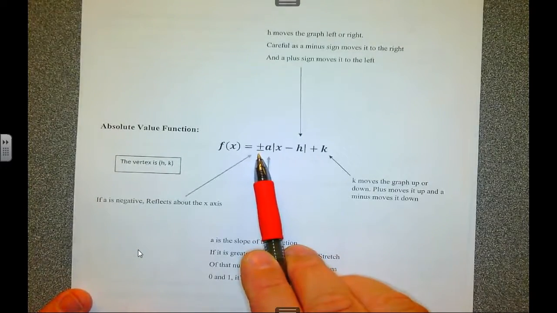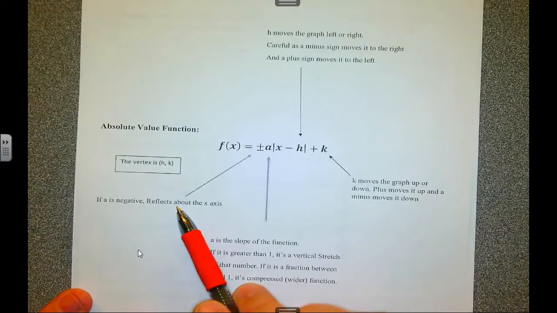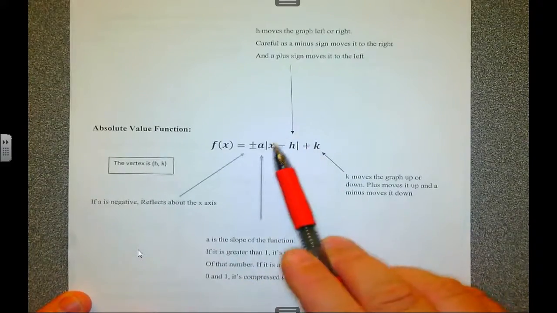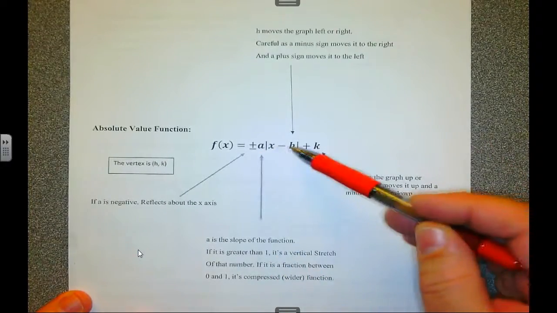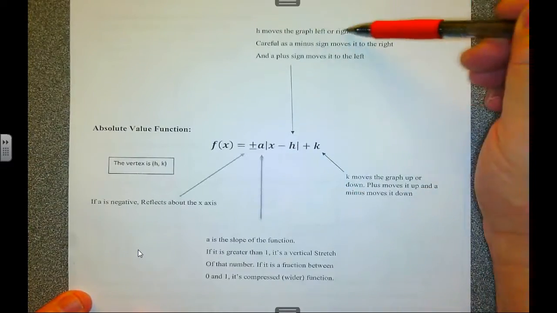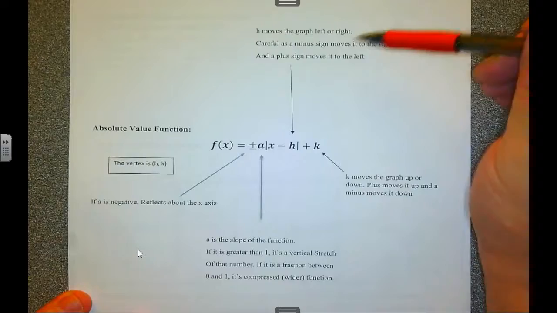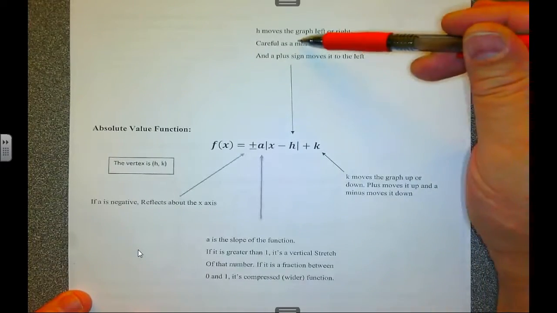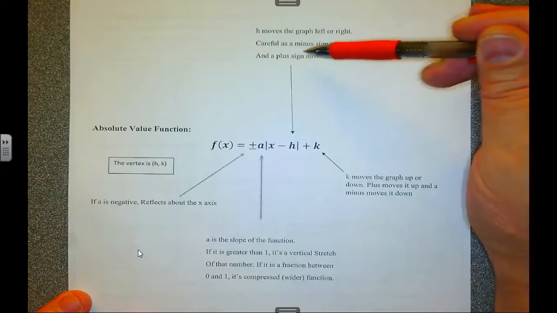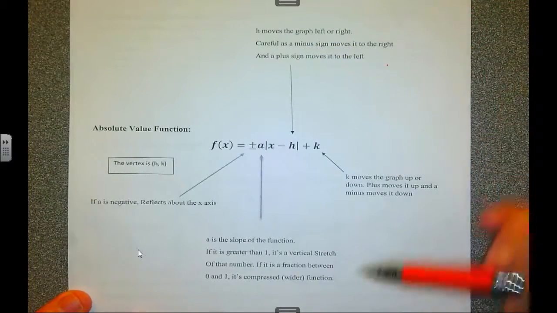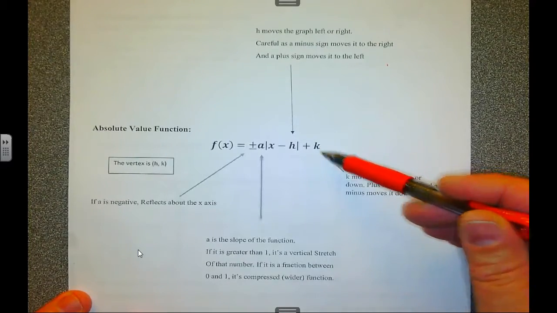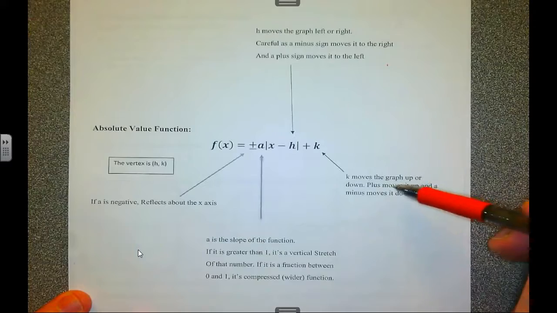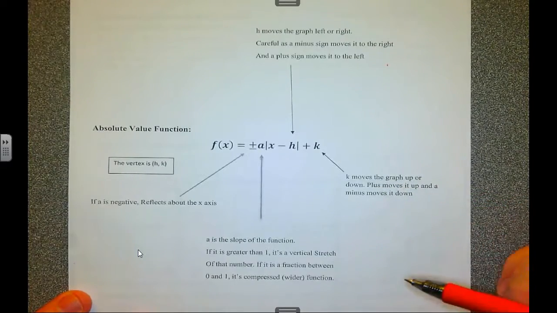Remember, the sign in front of the A tells us if we reflect it or not. If it's a minus sign, you reflect about the x-axis. The A itself is a vertical stretch. The H moves the graph left or right. Careful, the minus sign. I'm just reading this right off the sheet. It says, careful, the minus sign moves it to the right and a plus sign moves it to the left. The K moves the graph up or down, plus moves it up, and minus moves it down.